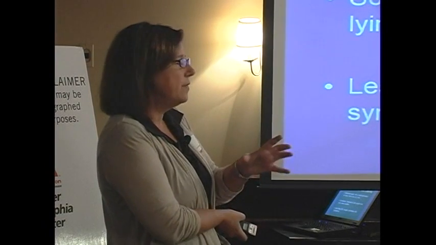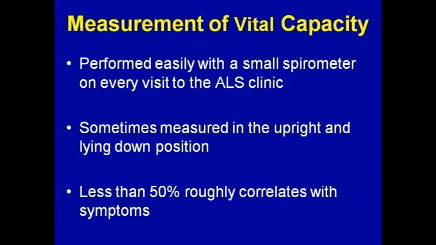And again, these rules are not dogma; they're kind of guidelines. But roughly, if somebody's vital capacity, either sitting up or lying down, is less than 50% of what we call a predicted value, that is a rough correlation with symptoms. It's not an absolute by any stretch of the imagination, but that 50% range is sort of a red flag for us.